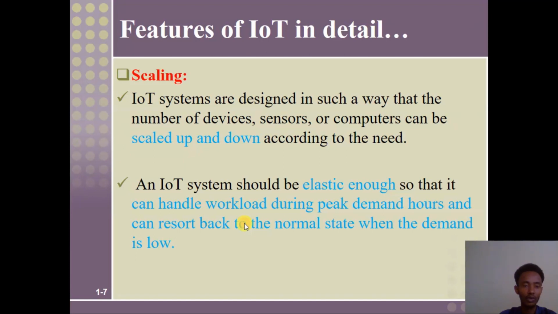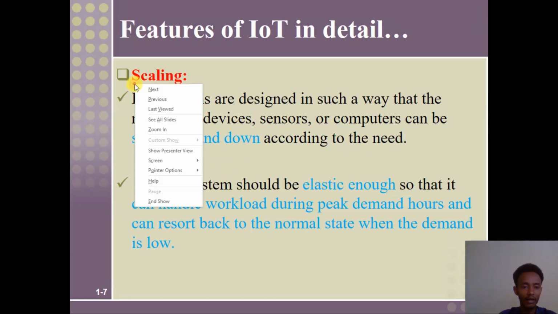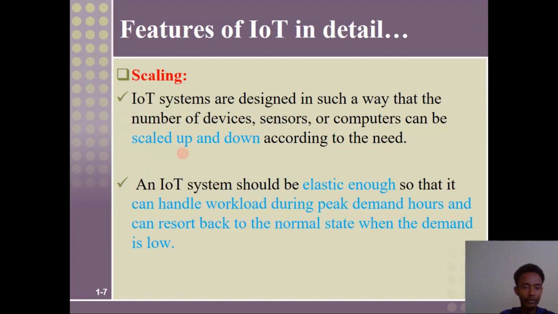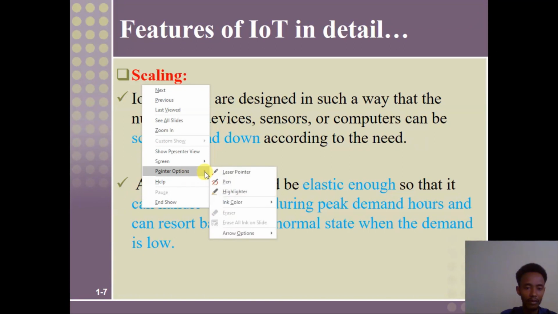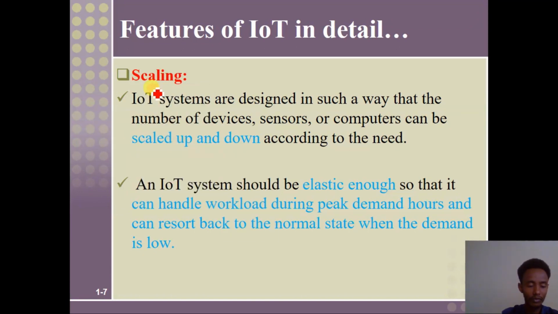Another one is scaling. The most important feature of IoT is scaling. Another feature of the IoT is scaling. It means when we need, we can scale up, and we can also scale it down according to our need. The most important feature of the IoT is that they are capable of scaling up and scaling down.